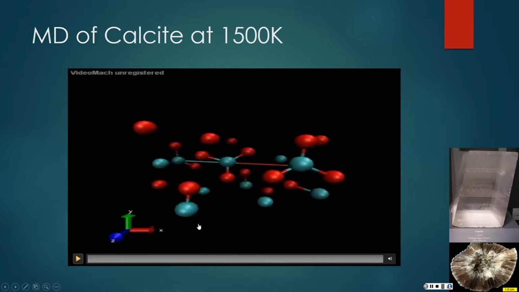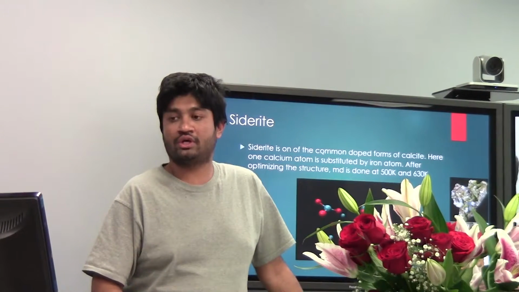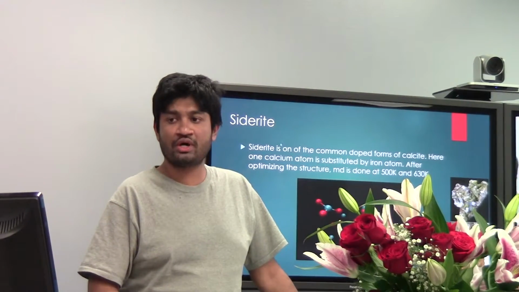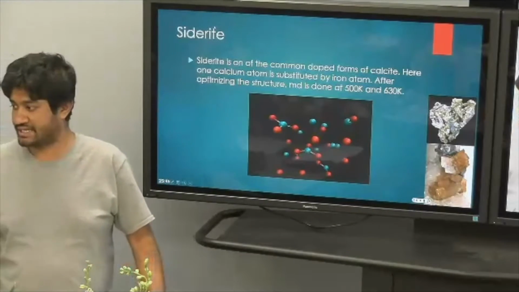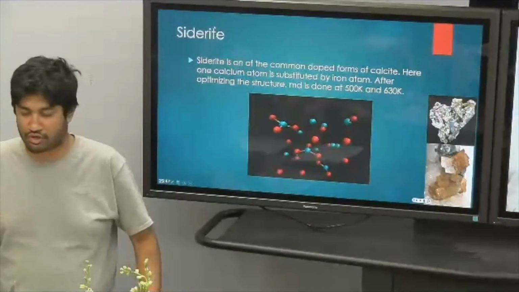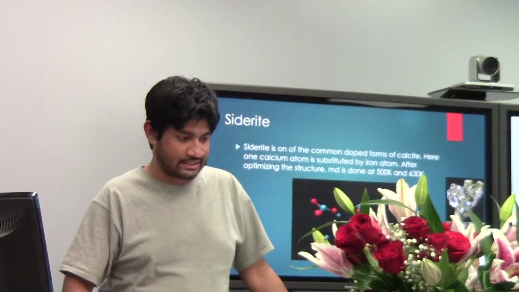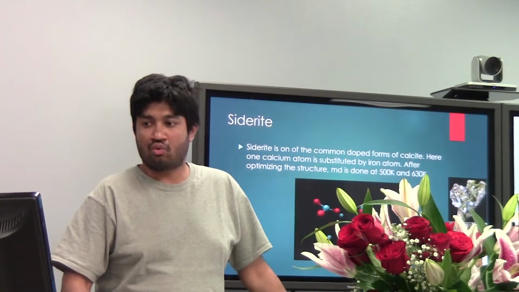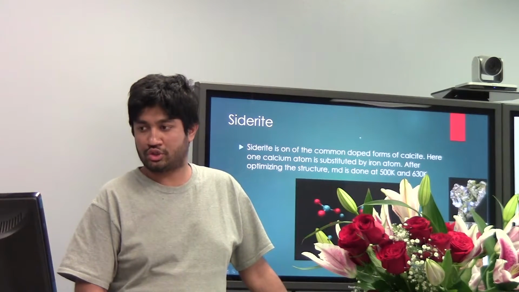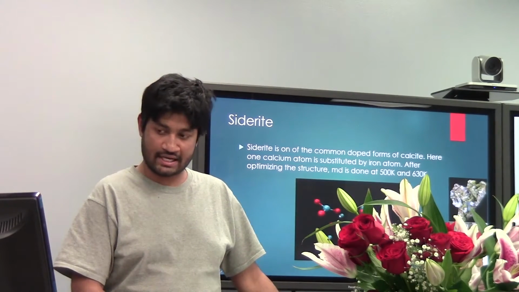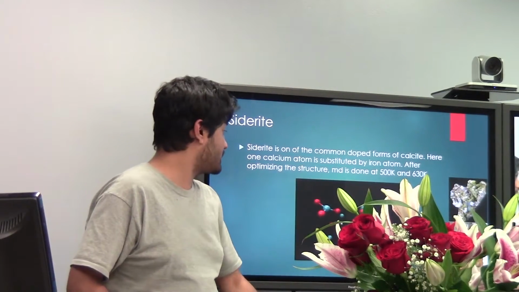Okay, so after that, we are inquiring about the different properties of different doped calcite. One is siderite. It is one of the most common doped forms of calcite. Here, one calcium ion is replaced by one iron. So if we look at that, this is our optimized structure.